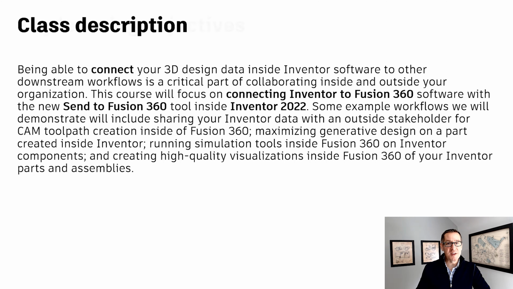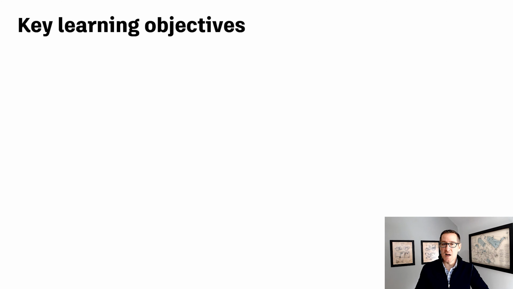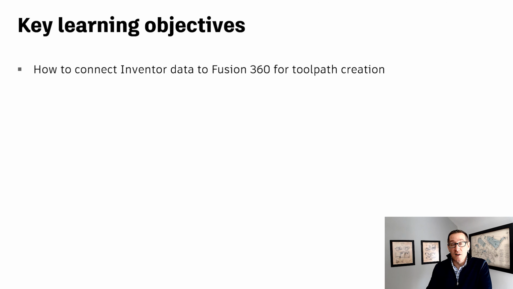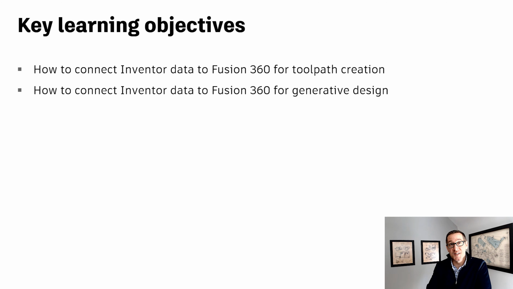So there are a couple of key learnings that we want to make sure that we cover today, and we're going to hit a couple additional ones, but the four primary ones are connecting our data from Inventor to Fusion 360 for tool path creation. Think machining components, generating G-code, those sorts of things. Next is connecting Inventor data to Fusion 360 for generative design. And if you're in the engineering and design space, generative design, as you probably know, is all the rage right now. You can't go to a conference or go on social media and see something that isn't related to generative design. And Fusion 360 is really leading the way.